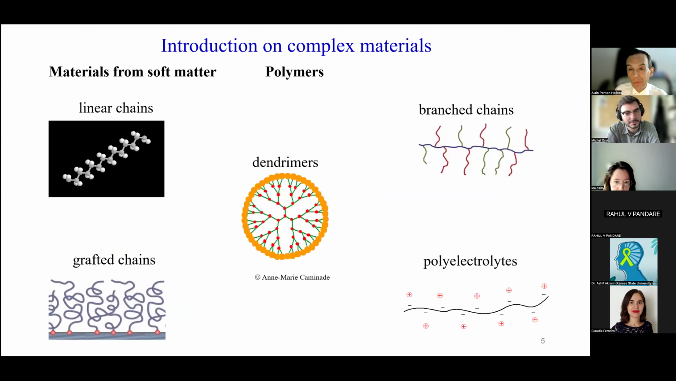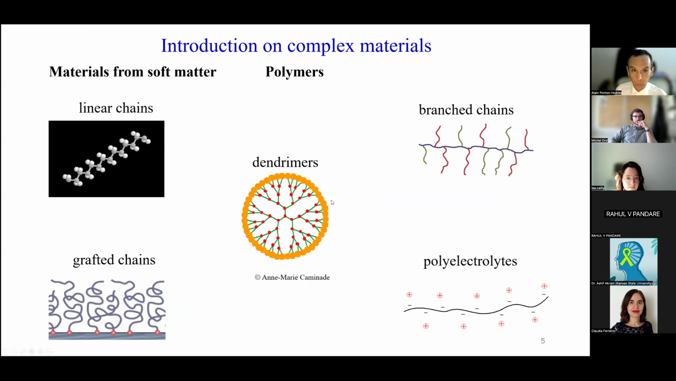The second example of material from soft matter is polymer. You can have a linear chain. You can have a branched chain with a main chain and ramifications. You can also have specific polymers such as dendrimers. You can have chains grafted on a surface. And you can also have some polymers with electrical charges, which are called polyelectrolytes. We will see in the next few slides that by changing the pH, you can modulate the properties of this kind of polymer.